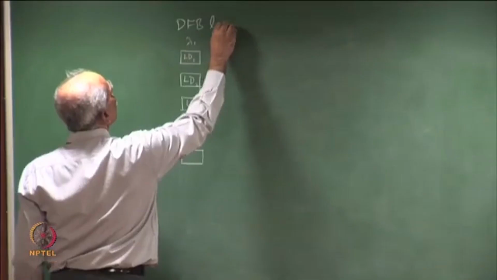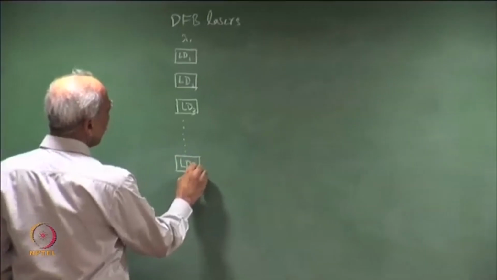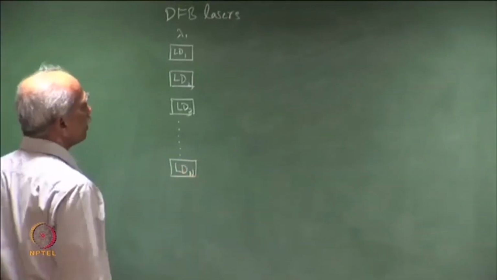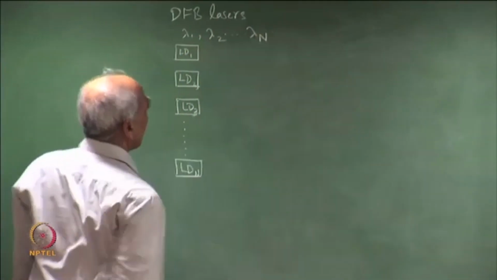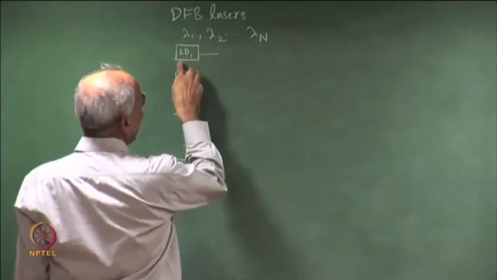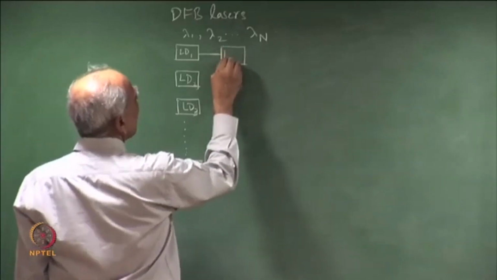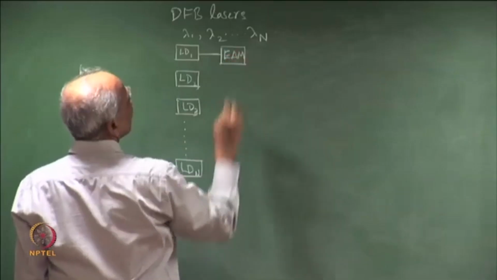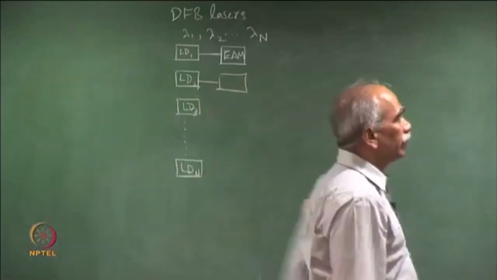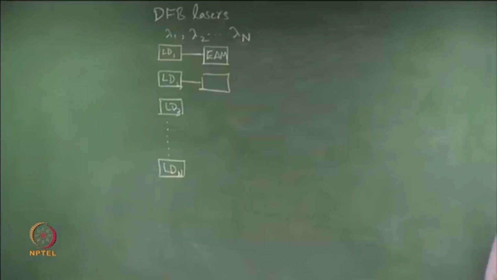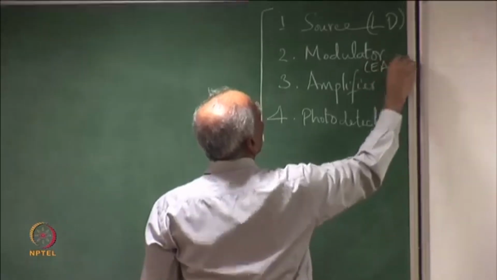DFB lasers, single frequency stable DFB lasers, LDN. If there are n wavelengths. So, lambda 1, lambda 2, etc., lambda n channels. The output of laser diodes here passes through a modulator, which is an electro absorption modulator EAM. The second device, modulator EAM. So, this is LD laser diode. Here we have EAM electro absorption modulator.